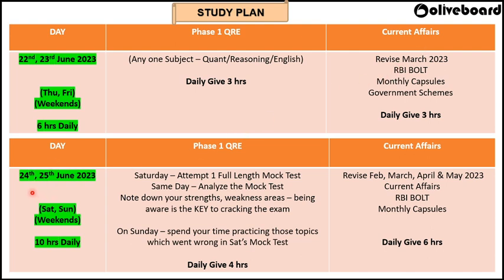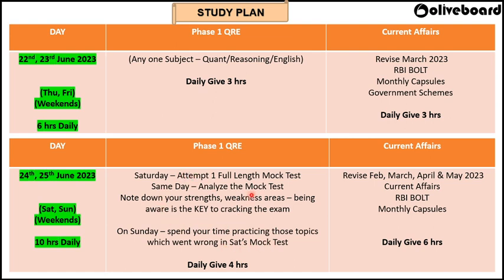Now come to 24th and 25th June 2023, which is again on the weekends. These are the golden days that you have because you can have more hours when compared to the weekdays. You might be a working professional. So here again, we will go ambitious, and the amount of time spent on current affairs would be more when compared to QRE subjects. Again, you will give one full length mock test on a Saturday, and you will analyze the mock test, note down your strengths, weakness, etc. And on the next day, which is a Sunday, you need to again practice those topics which went wrong in Saturday's mock test.